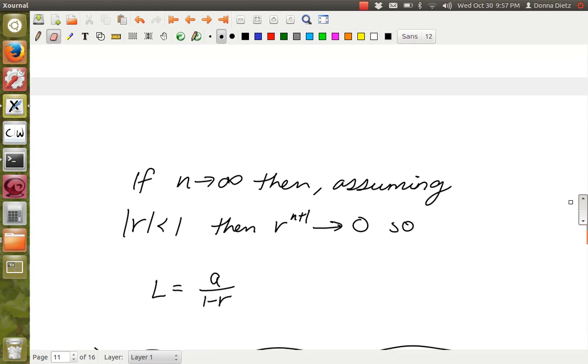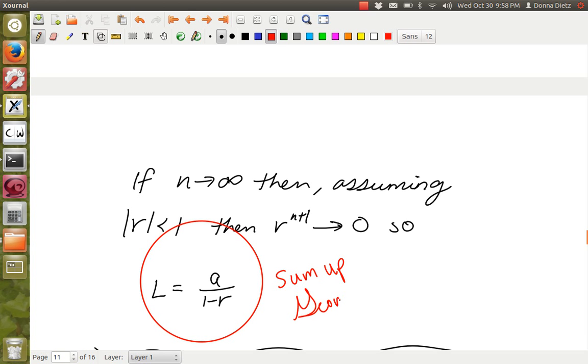All right. So this is what it looks like. This is how you sum up geometric series. Okay?